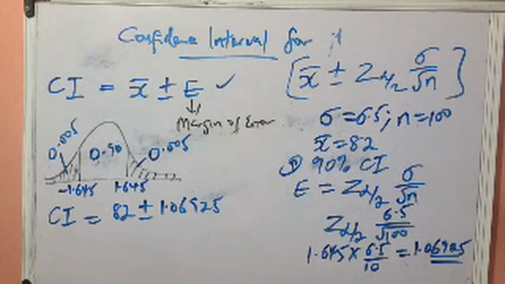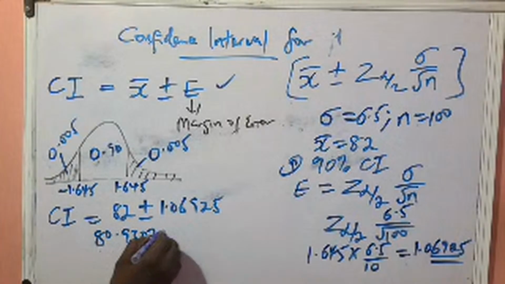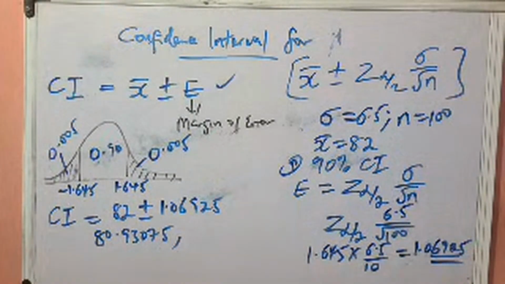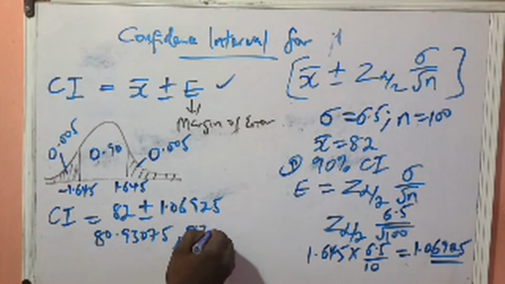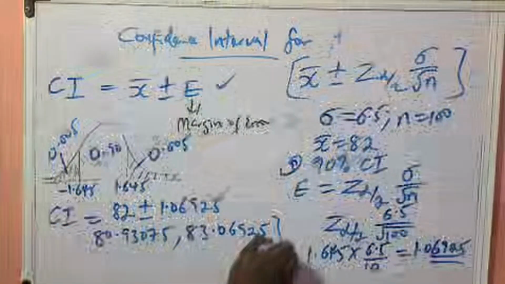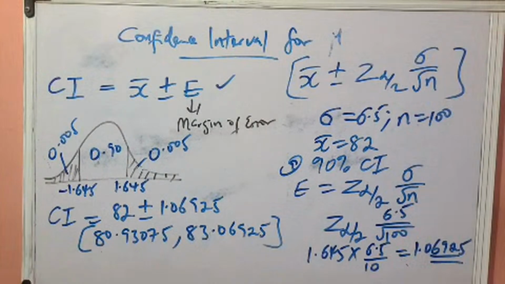And that will be 80.93075. And then you go on to have 82 plus 1.06925, and you get 83.06925. So this right here is the 90% confidence interval for the particular question we're solving. So this is just how simple a confidence interval for a population mean is.